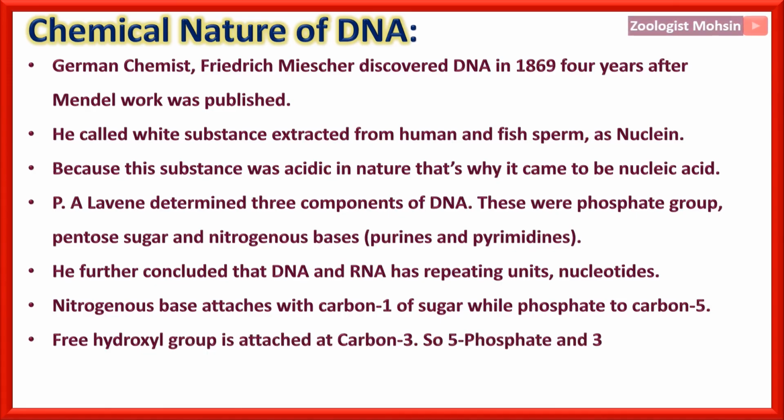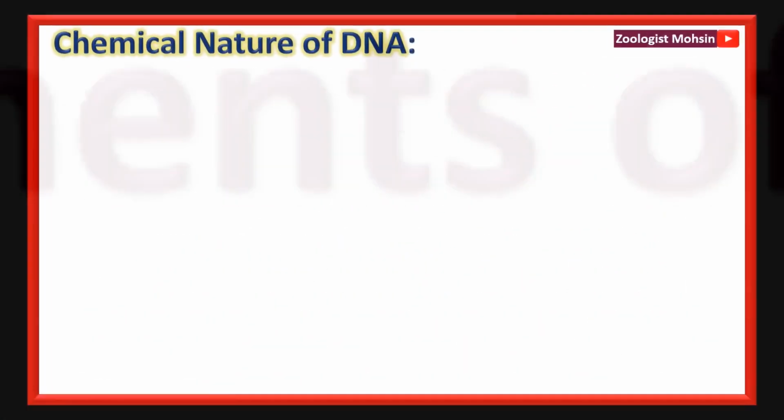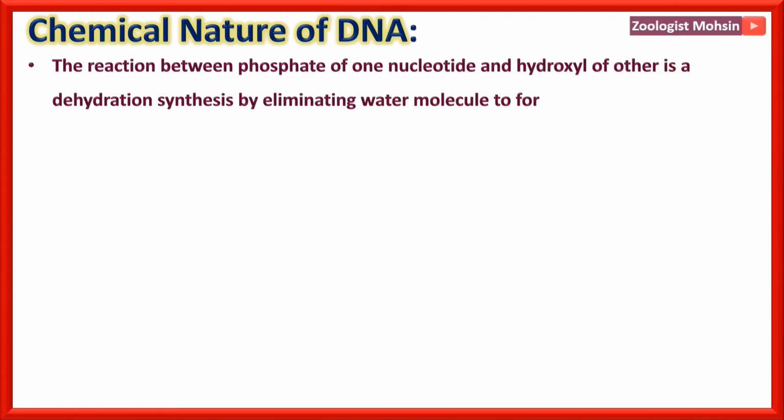A free hydroxyl group is attached at carbon 3. So the 5 phosphate and 3 hydroxyl group allow DNA and RNA to form long chains. Please remember, these are very, very important facts. The reaction between the phosphate of one nucleotide and the hydroxyl of another is a dehydration synthesis, eliminating a water molecule to form a covalent bond, and that is the basis for the elongation of the polynucleotide chain.